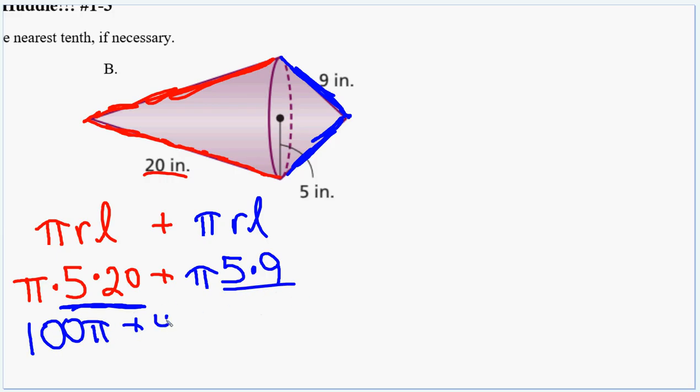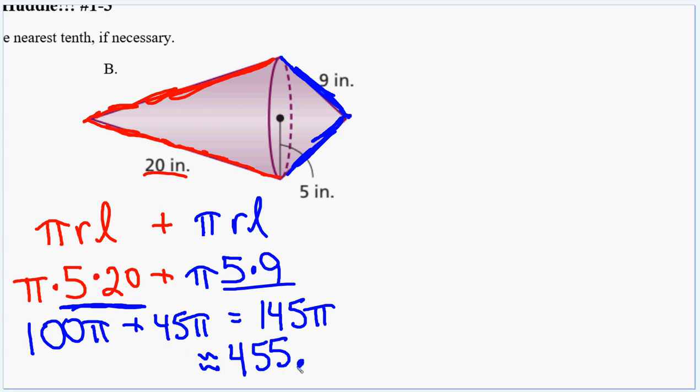5 times 9 is 45, and we got a pi attached to that. And if we add those together, the exact area is 145 pi. But again, we are going to round to the tenth if necessary. 145 times the beautiful number pi is approximately 455.5. Units are inches, and we're going to square them.